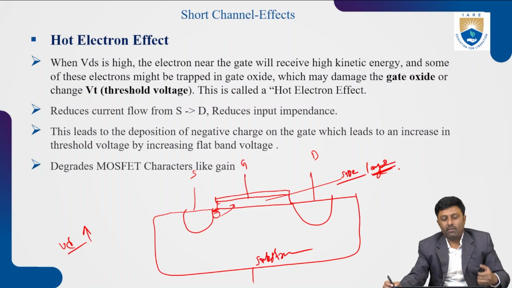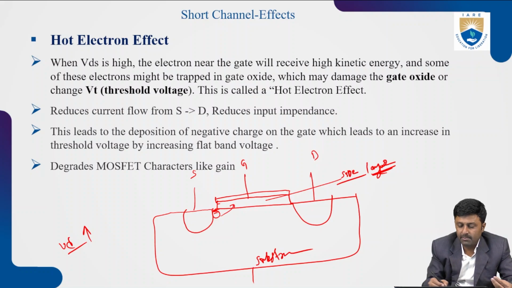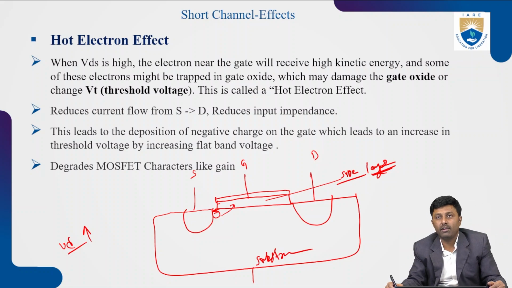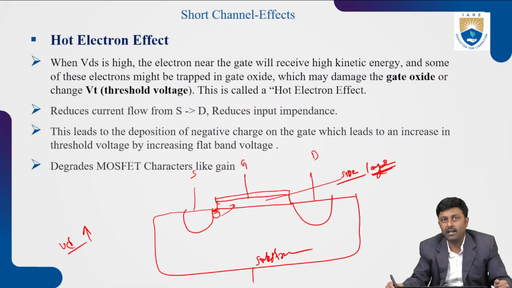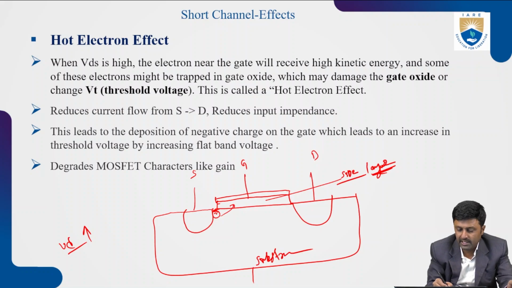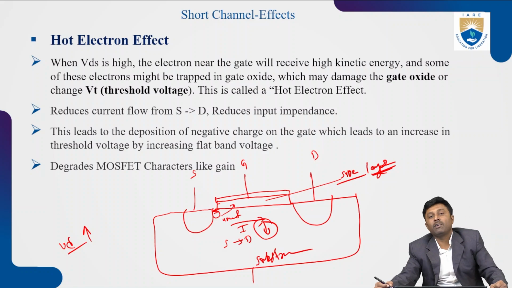If there is an increase in the VD, it will increase the threshold voltage. Then some of the electrons will move into this silicon dioxide. This effect we call the hot electron effect, the damage done by these hot electrons to the transistor. This reduces the flow of current. If some electrons are moving into this oxide region, obviously the current flowing from the source to the drain will also reduce. So this effect we call the hot electron effect.